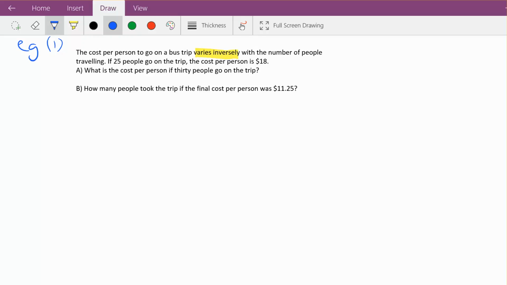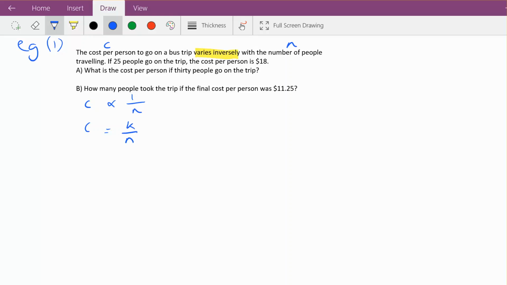Before we even do that, we have to find K. Because this varies inversely, it's inverse proportion, let's set up our equation first. I'm going to call the cost per person C and the number of people N. So cost varies inversely with the number of people, so cost equals K over N.